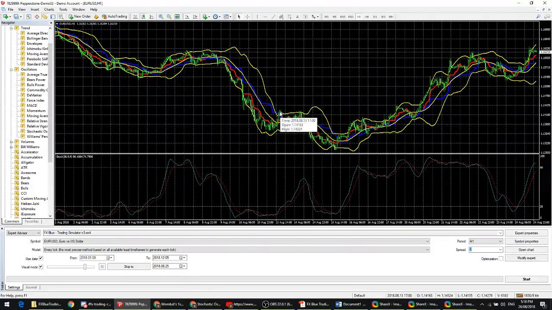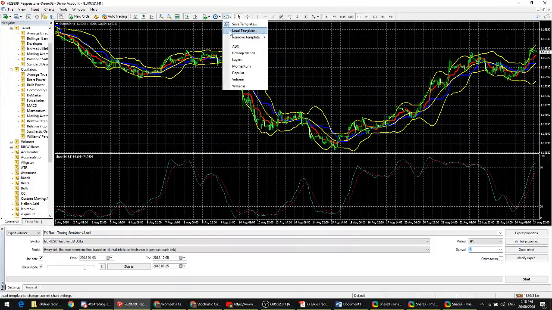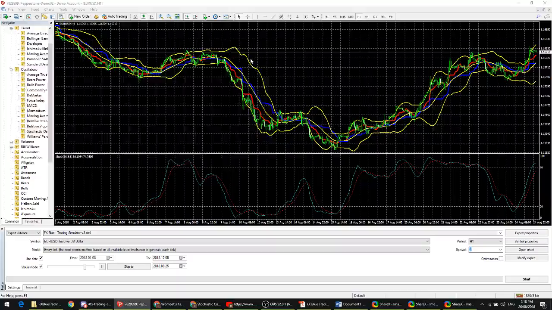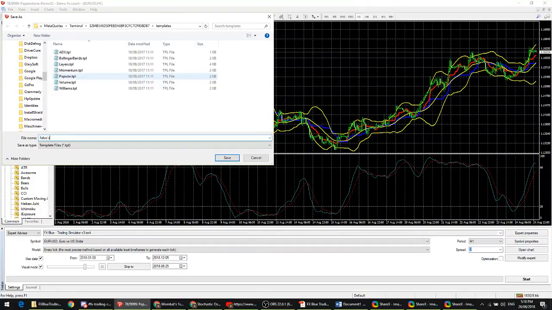Alright, let's have a look if this thing actually makes any money, because it's all very well to look at this chart and hindsight is 20/20 vision, but proof is in the pudding. So let's save it. We'll call it Fatso's crappy trading plan.